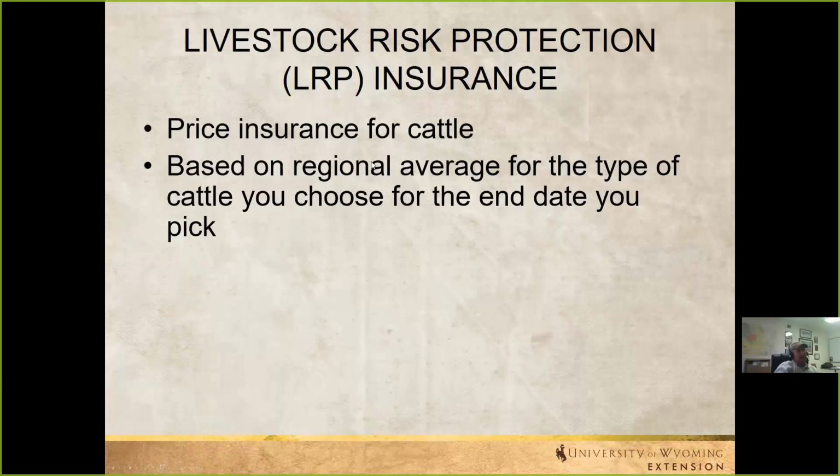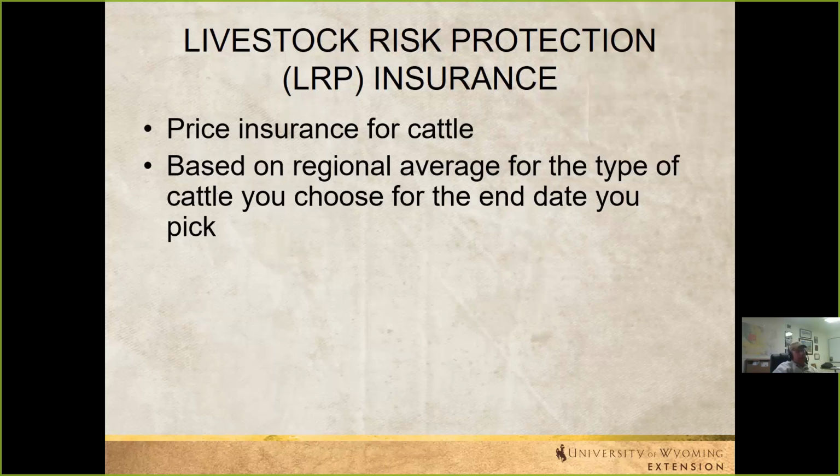It is based on a regional average for the type of cattle that you choose and for the end date that you pick. So that's one of the confusing parts about it, is people say, well, you're not buying insurance on your cattle. You're buying insurance on a regional price average for cattle in the area that you pick and for the end date that you pick. The understanding is that if this regional average for these cattle moves downward, so would your cattle.